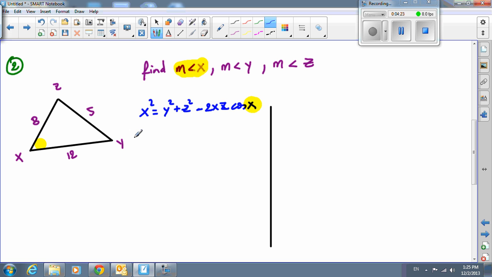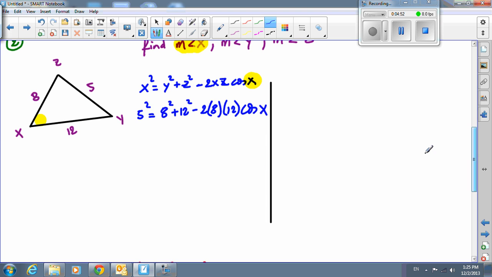I will plug in the values now. So I will say x squared, which is 5 squared, is equal to y squared, which is 8 squared, plus 12 squared, minus 2 times 8 times 12 times the cosine of x. Note that once again, this x is an angle. I'm not going to use my calculator at this point. I will rewrite and use my calculator all the way till the end.